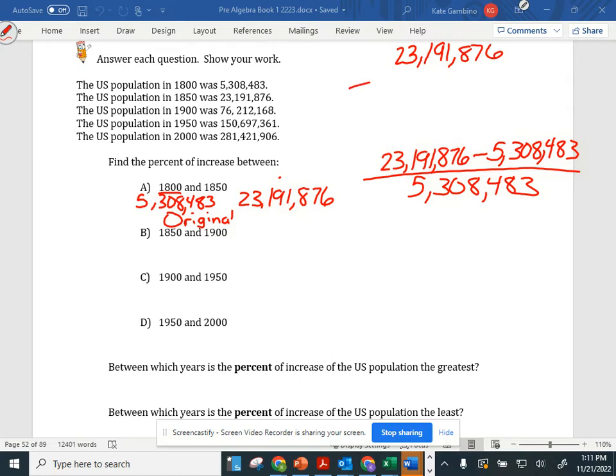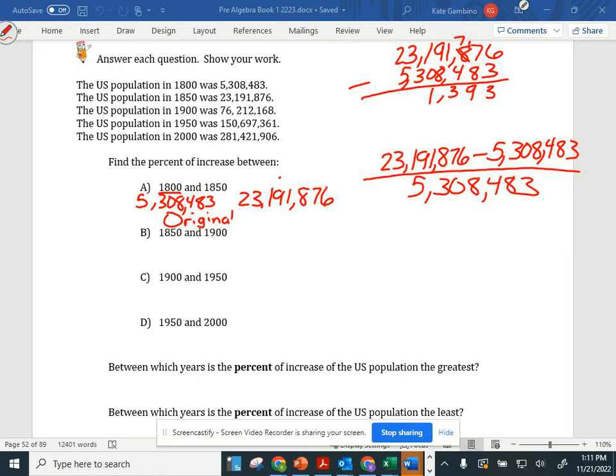23,191,876 minus 5,308,483 will get me 6 minus 3. Can't do 7 minus 8, so 17 minus 8 is 9. 7 minus 4 is 3. 9 minus 8 is 1. 1 minus 0.